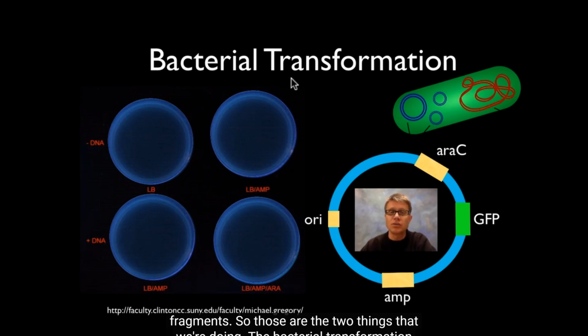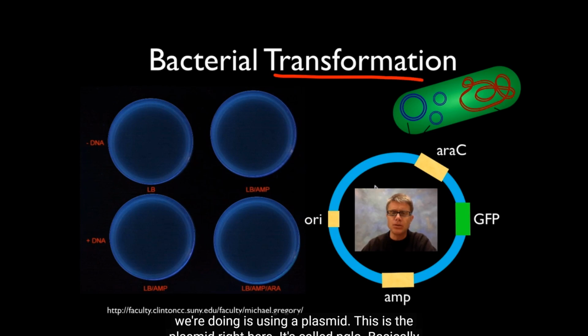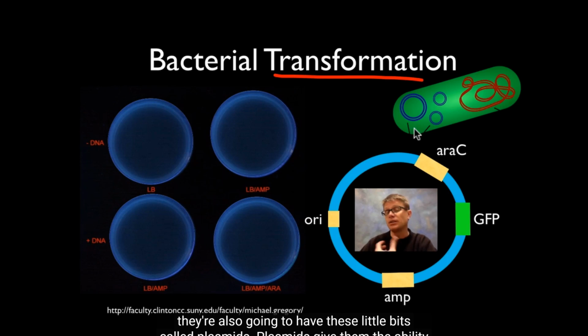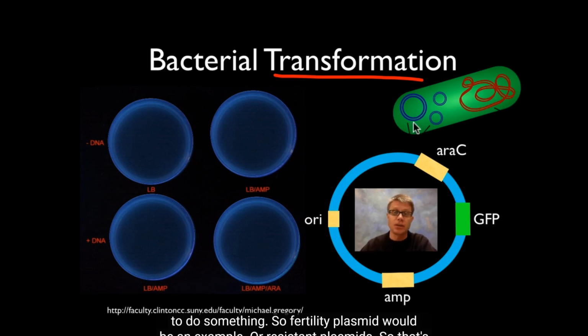The bacterial transformation we're doing is using a plasmid. This is the plasmid right here. It's called pGlo. Basically, pGlo is a section of DNA. So in a bacteria, they're going to have their regular DNA, but they're also going to have these little bits called plasmids. Plasmids give them ability to do something. So fertility plasmid would be an example, or resistant plasmid. So that's going to be one that gives bacteria antibiotic resistance.